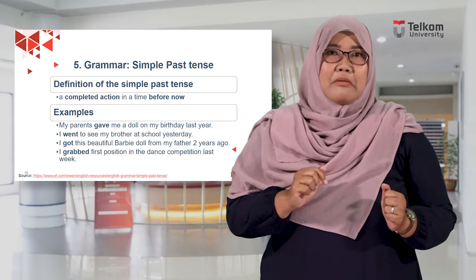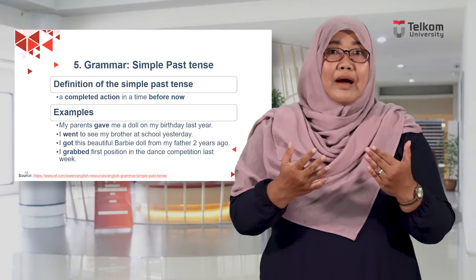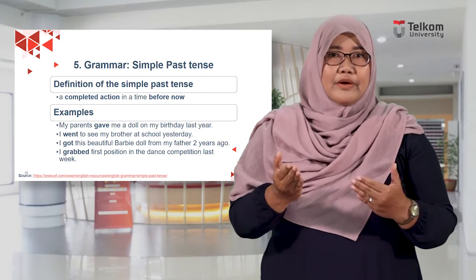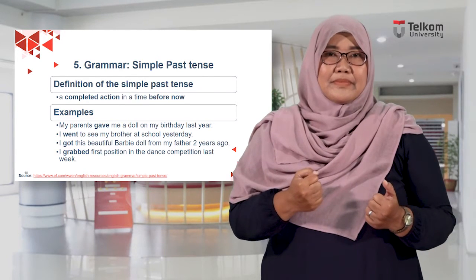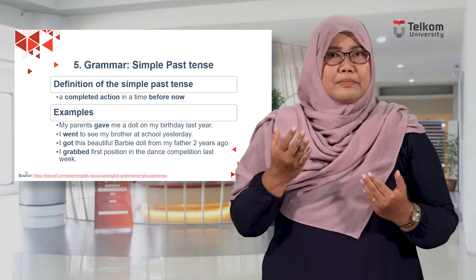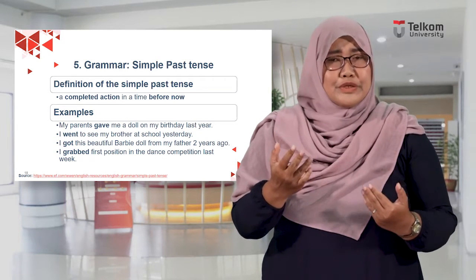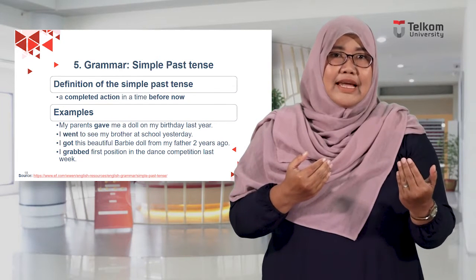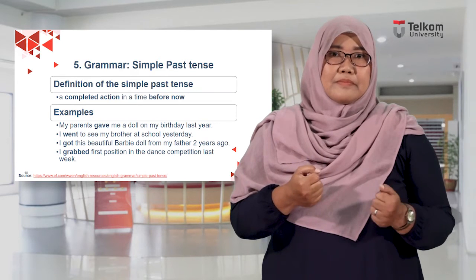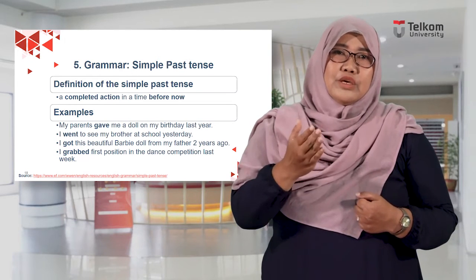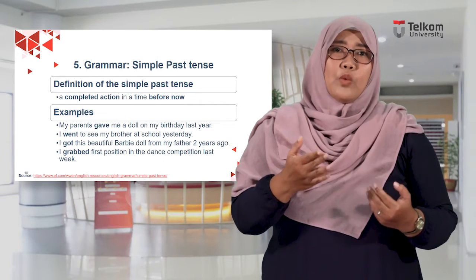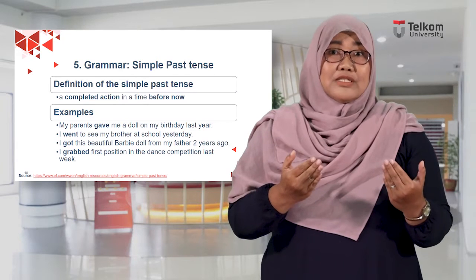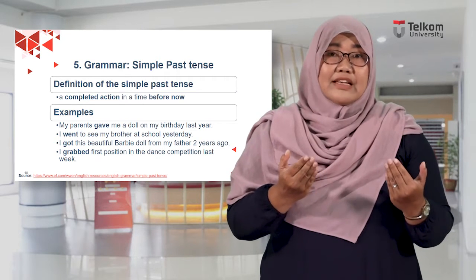Examples: My parents gave me a doll on my birthday last year. I went to see my brother at school yesterday. I got this beautiful Barbie doll from my father 2 years ago. I grabbed first position in the dance competition last week. You always use the simple past when you say when something happened, so it is associated with certain past time expressions.